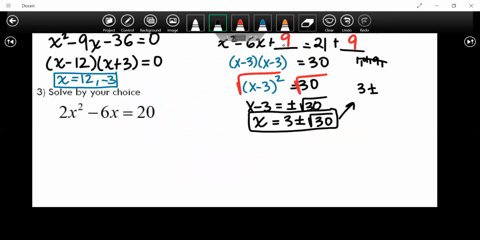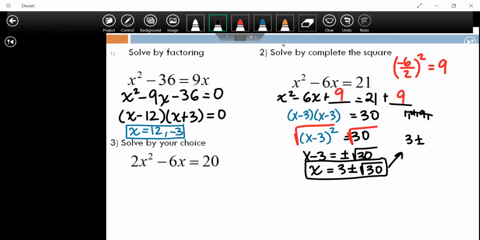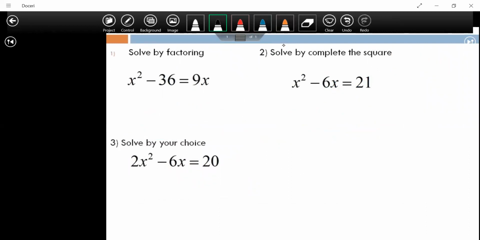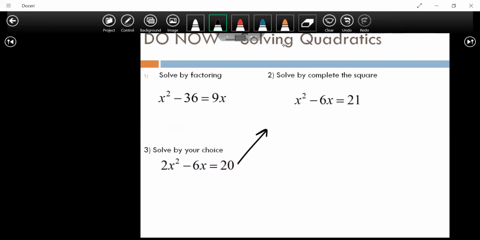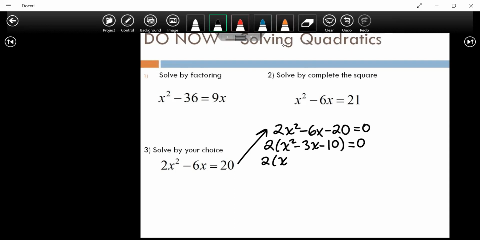Okay, so the bottom one, I'm going to clear this a little bit just so I can have more room. I'm going to bring everything to one side. I think it can be factored because 2, negative 6, and negative 20 have a GCF. That's the easiest way to go about this. We always want to see if we can factor first. I'm going to pull out a 2 and see what that does. We get x squared minus 3x minus 10. Are there any two numbers that multiply to give you negative 10 and add up to give you negative 3? Negative 5 and 2. So that would be the fastest way to do this.